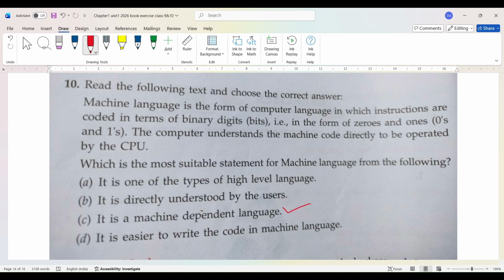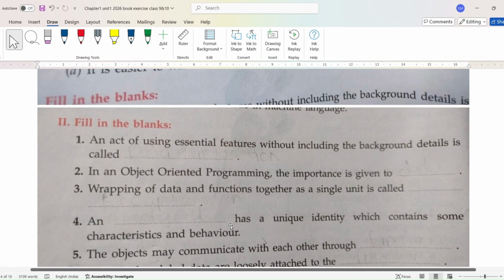There are three types of computer languages: binary or machine-level language, assembly language, and high-level language. High-level language is machine-independent. Machine-level or binary language is machine-dependent. That means it works differently on different machines. It is one of the types of high-level language is wrong. It is directly understood by the users is also wrong because binary language is not understood by the user.